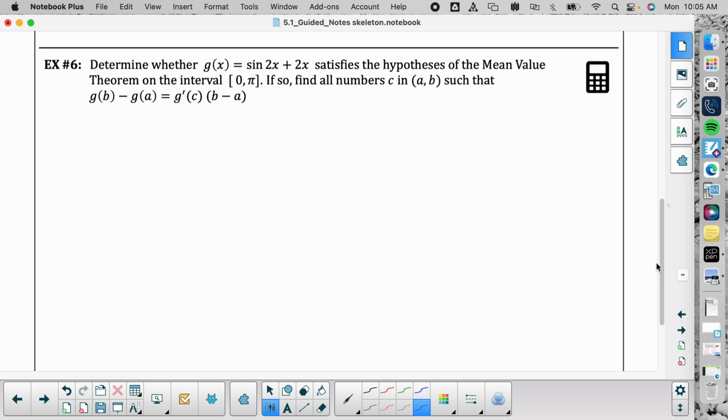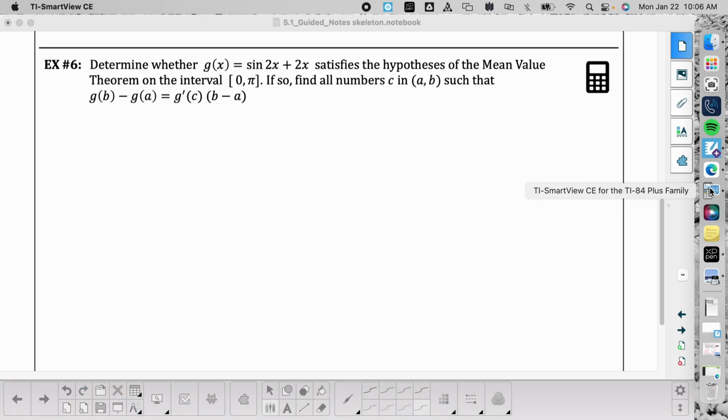Determine whether that satisfies the hypotheses of the mean value theorem on the interval. Isn't hypotheses more than one hypothesis? Yeah. Shouldn't that be a hypothesis then? Look at me flexing my math grammar.